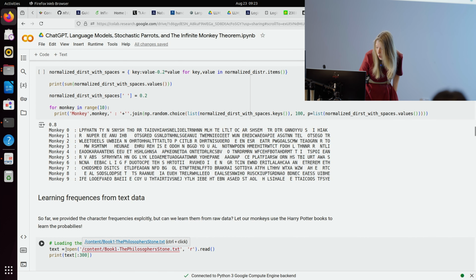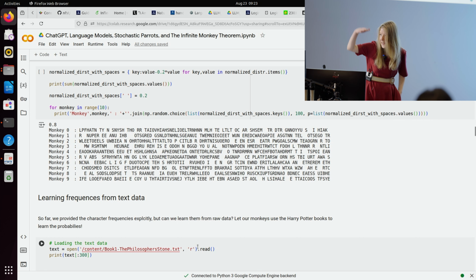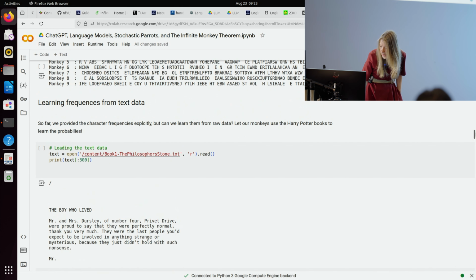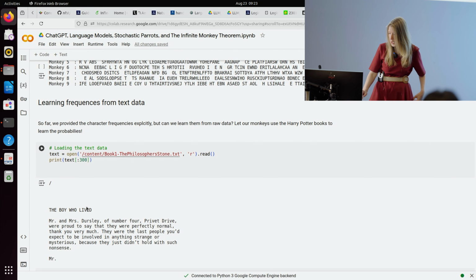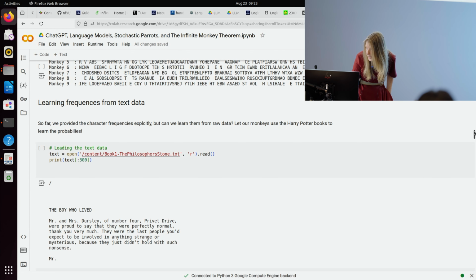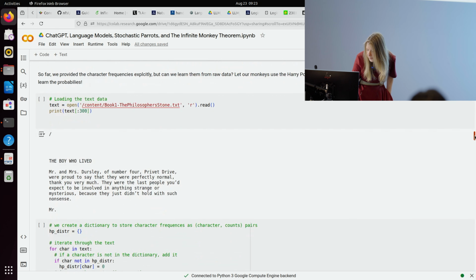So we open this file and read it until the end, character by character. That's what we are doing here. And we can print the first 300 characters. This is the start of Harry Potter, the very first book. You see that each chapter starts with some special character and then a new line and the title in uppercase, and then the content. So what we do next is the following.